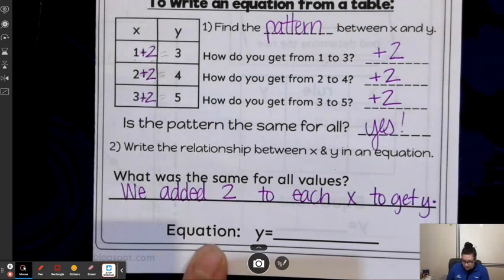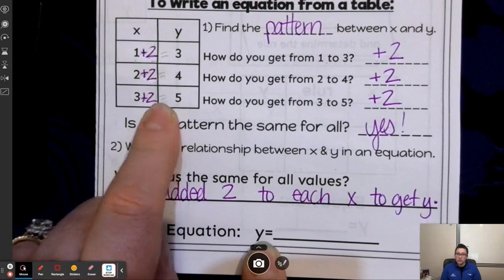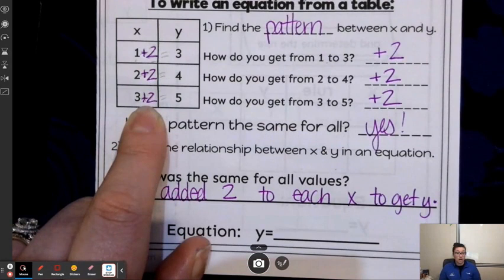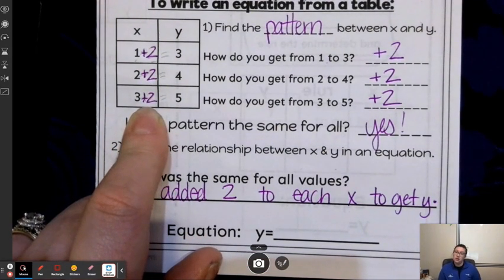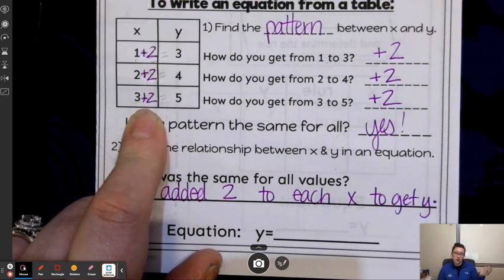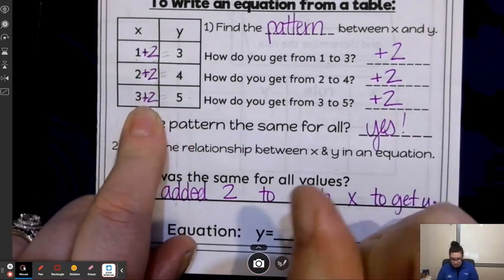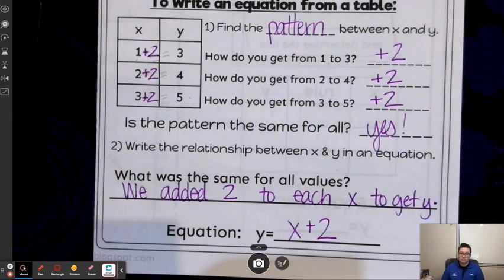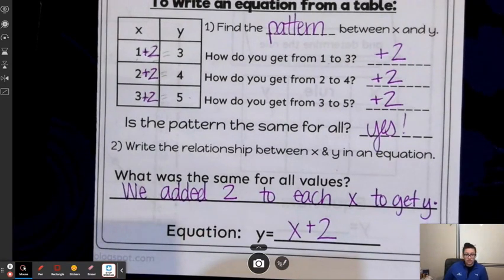All right, so for our equation then, our y values were equal to those x numbers plus 2. So that's going to be our equation. An equation is like a rule in math, a rule that every set of numbers for a relationship follows. To get all of these y numbers, we took our x numbers and we added 2 to them. That's how we write an equation. We just look for the pattern in the table. So our equation for this table is y equals x plus 2.